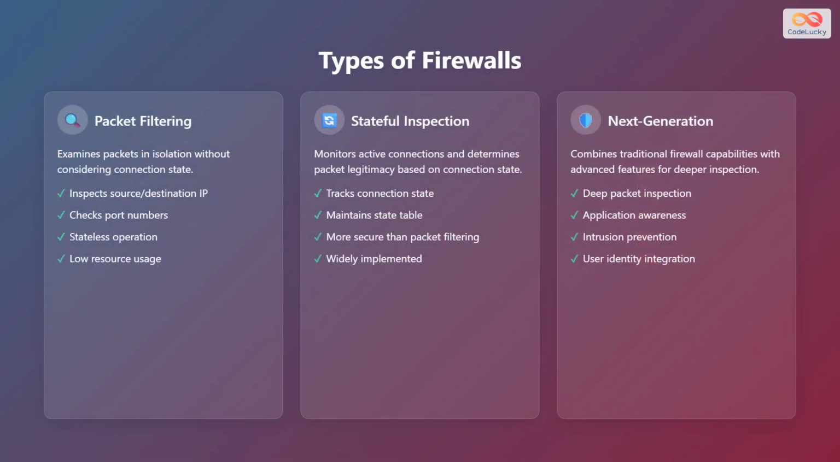Let's explore the different types of firewalls available. First, we have packet filtering firewalls. These examine network packets in isolation, without considering the state of any connections. They inspect the source and destination Internet Protocol addresses, check port numbers, and operate in a stateless manner, requiring low resources. Second, we have stateful inspection firewalls. These monitor active connections and determine whether packets are legitimate based on the connection's current state. These maintain a state table and are more secure than packet filtering. This type is widely implemented.